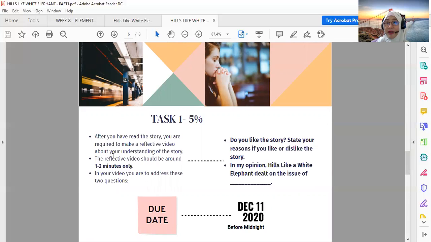It doesn't have to be long because it's just a reflective video. In your video, you are to address these two questions: do you like the story, or do you dislike the story, do you understand the story, do you find the story a bit vague, or do you find the story confusing? You are to state your reason pertaining to your personal experience while reading the story.